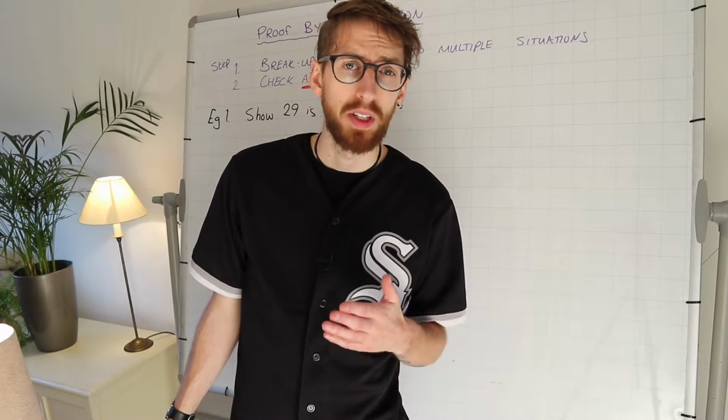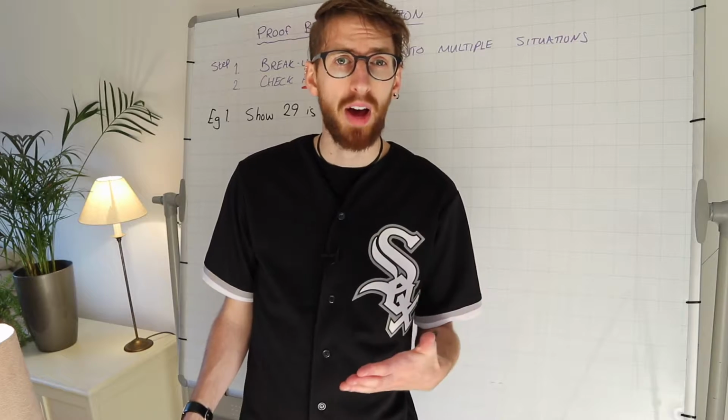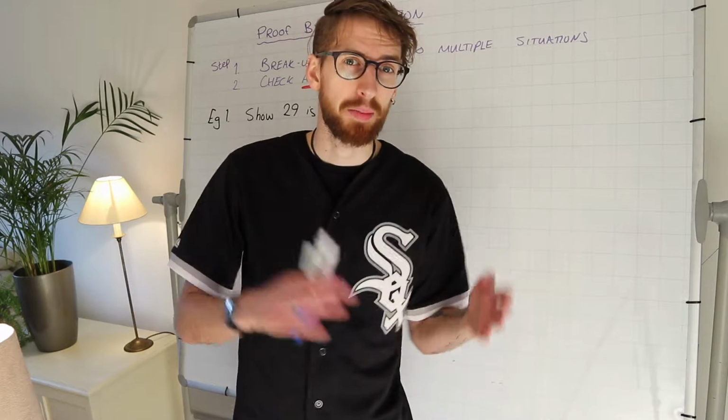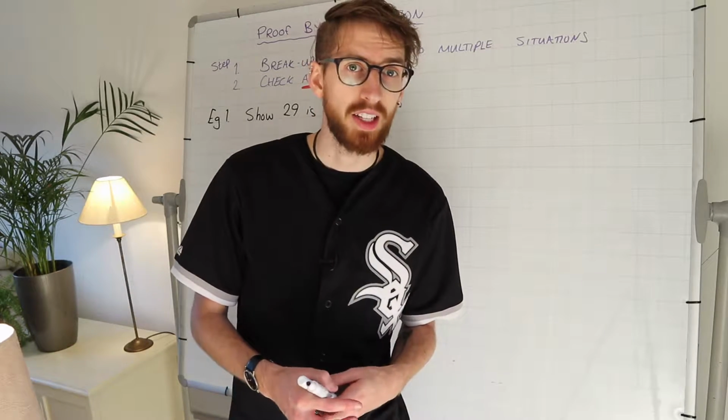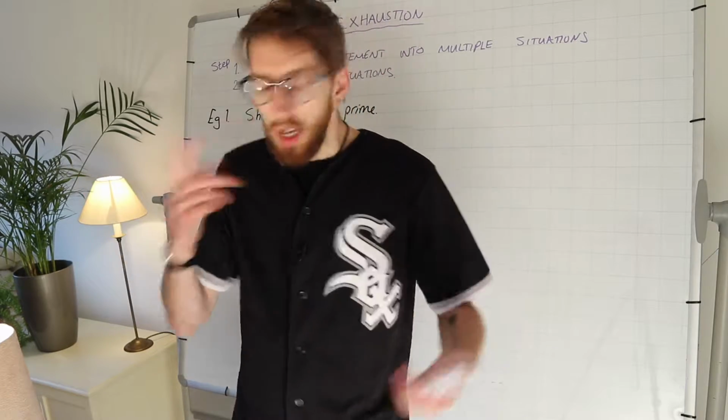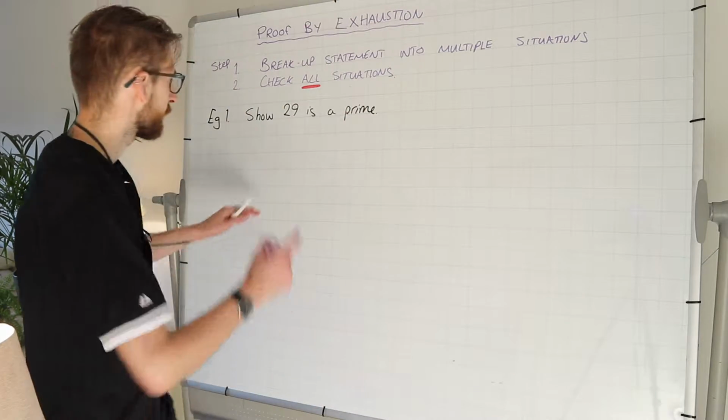Now I said about dividing by all numbers less than 29, but actually we can just skip to dividing by prime numbers, because there's a thing called prime factors where every number can be expressed as a multiple of prime factors. Let me show you quite quickly.